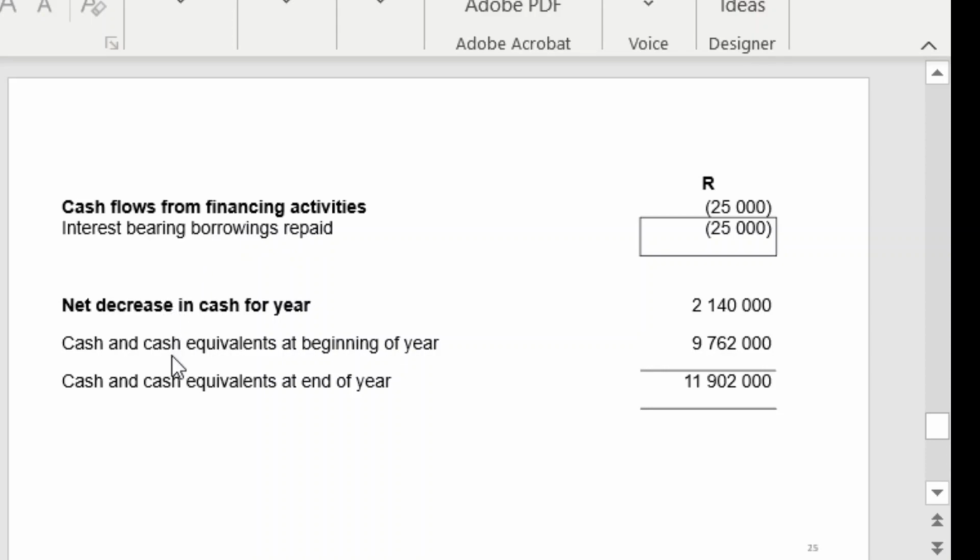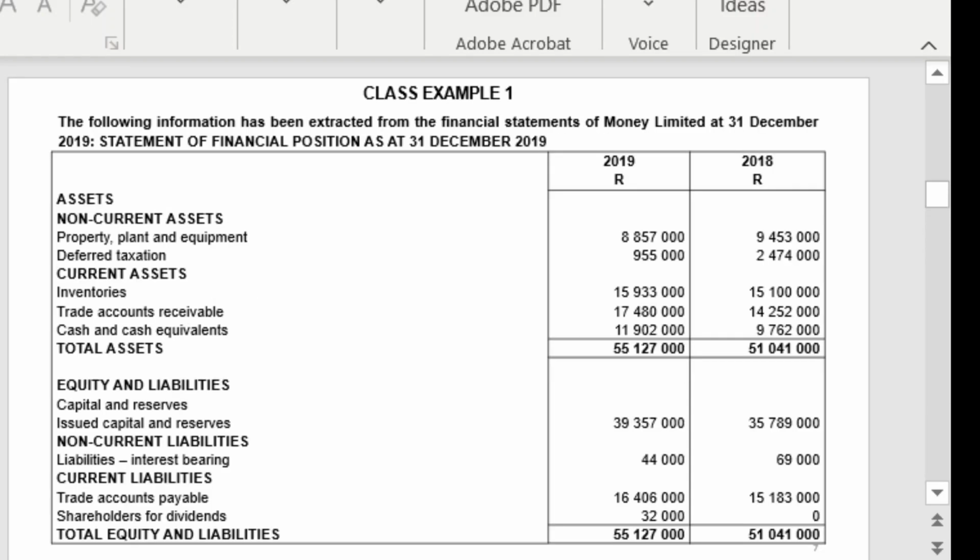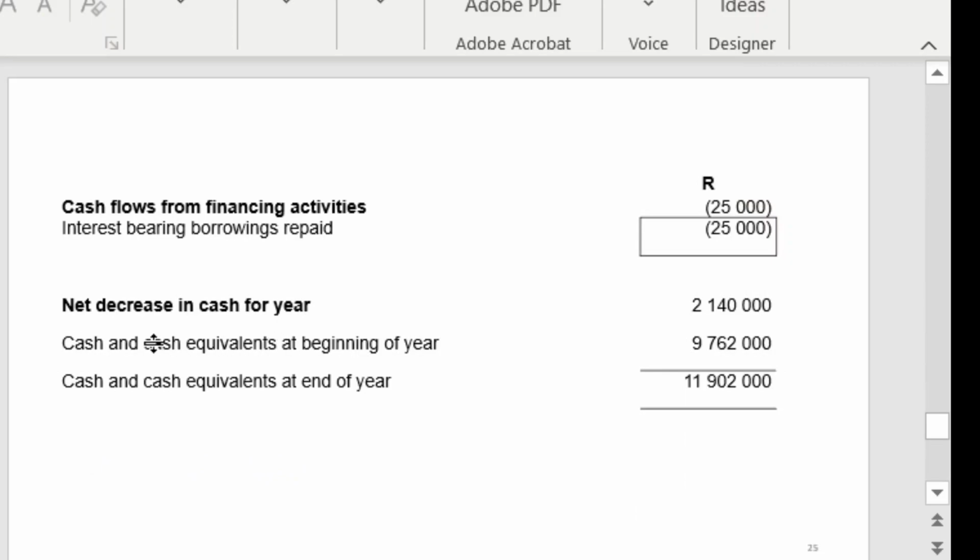One other important thing is to look at your cash movement. You will realize that the cash at the beginning of the year was 9,762,000. This was given to us, and at the end was 11,902,000. This was given to us on the statement of financial position. If we go to the statement of financial position, cash at the beginning, cash at the end, and that will result in a movement in the cash for us as a net decrease in cash for the year.